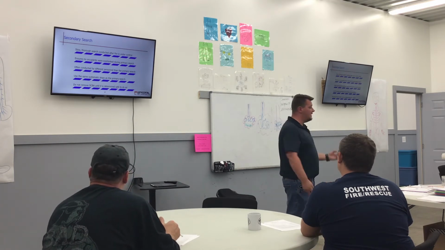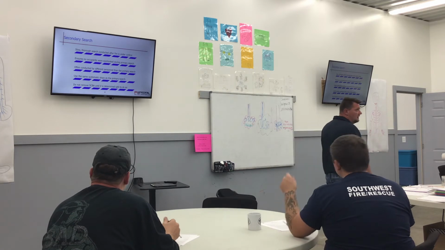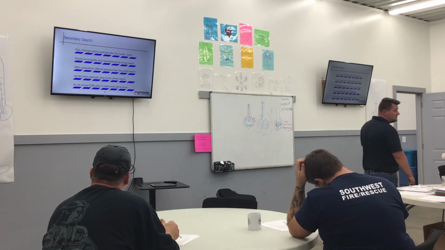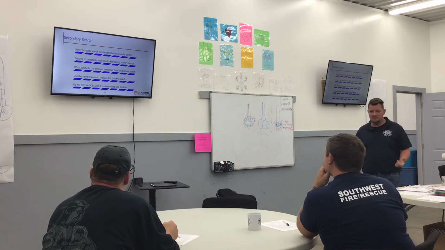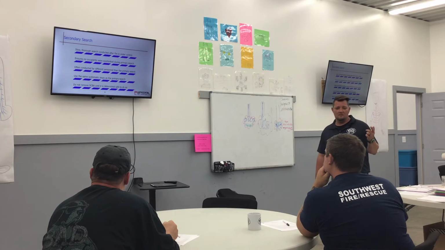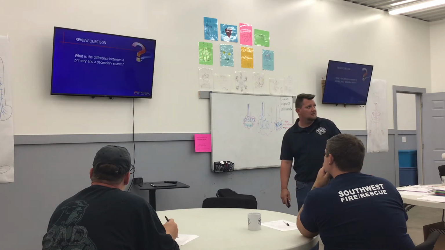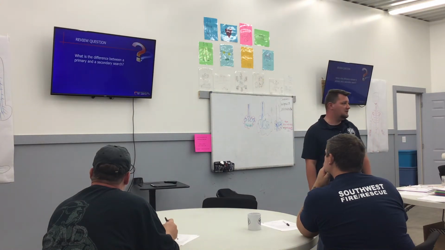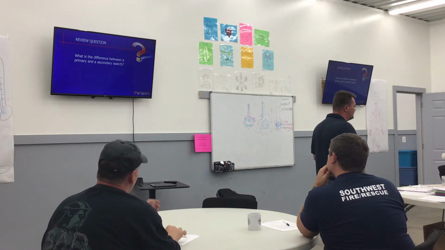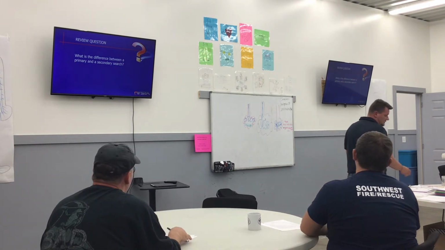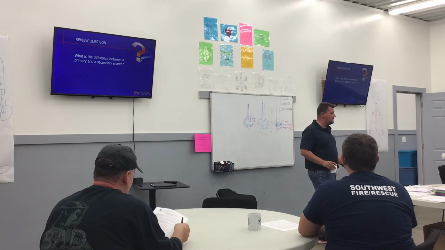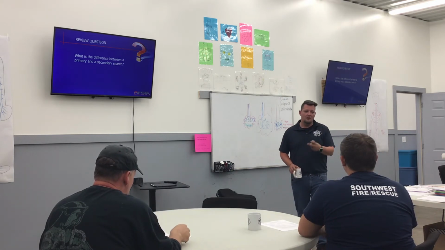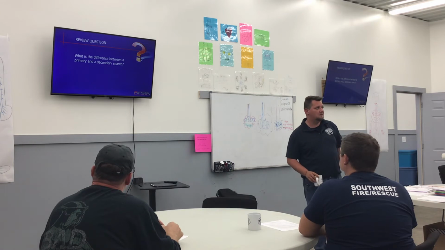Different perspective, different eyes. Okay. We're going to use the same systematic steps as the primary search, and we're not going to remove our SCBA to do this search until it's safe to do so. Okay? So what's the difference between a primary and a secondary? Primary is quick, down and dirty. Your secondary is a slow, methodical type search. Okay.